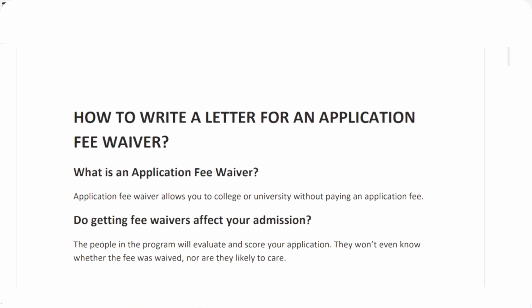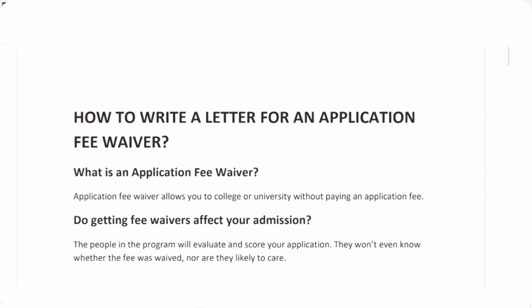So first of all, what is an application fee waiver? An application fee waiver allows you to apply to a college or university without paying an application fee. Basically, that's just it. You send in your application without paying an application fee at all. When an application fee is required, and they mention that there is a particular application fee waiver, it means you're not going to pay for the application. That's just what an application fee waiver is.